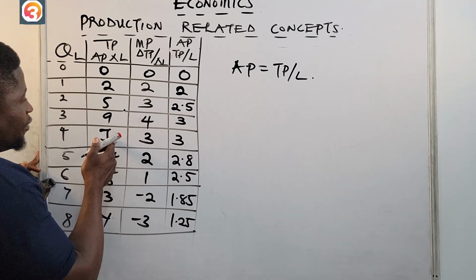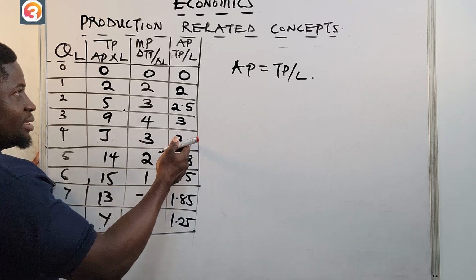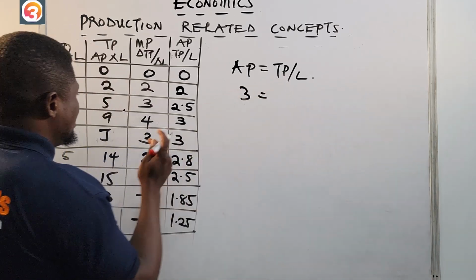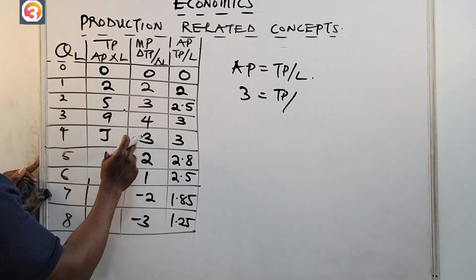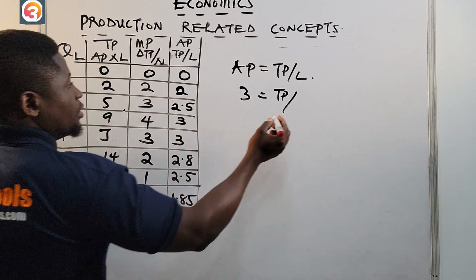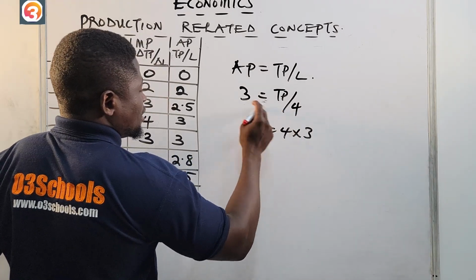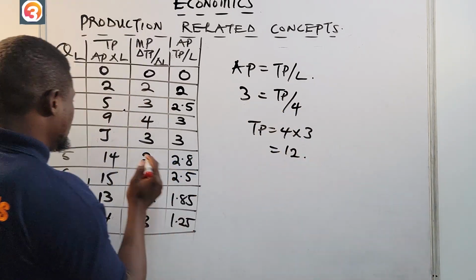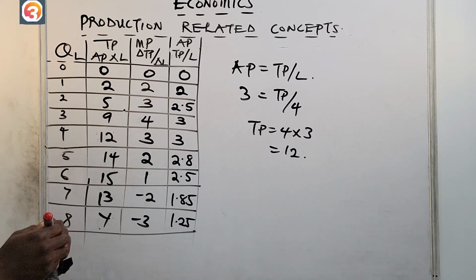Let's trace AP. When J was here, AP is 3. So 3 equals TP over L. TP is what we're looking for. Our L corresponds to 4. So our TP now will be 4 times 3. You cross multiply. 4 times 3 is 12. So here is our 12.